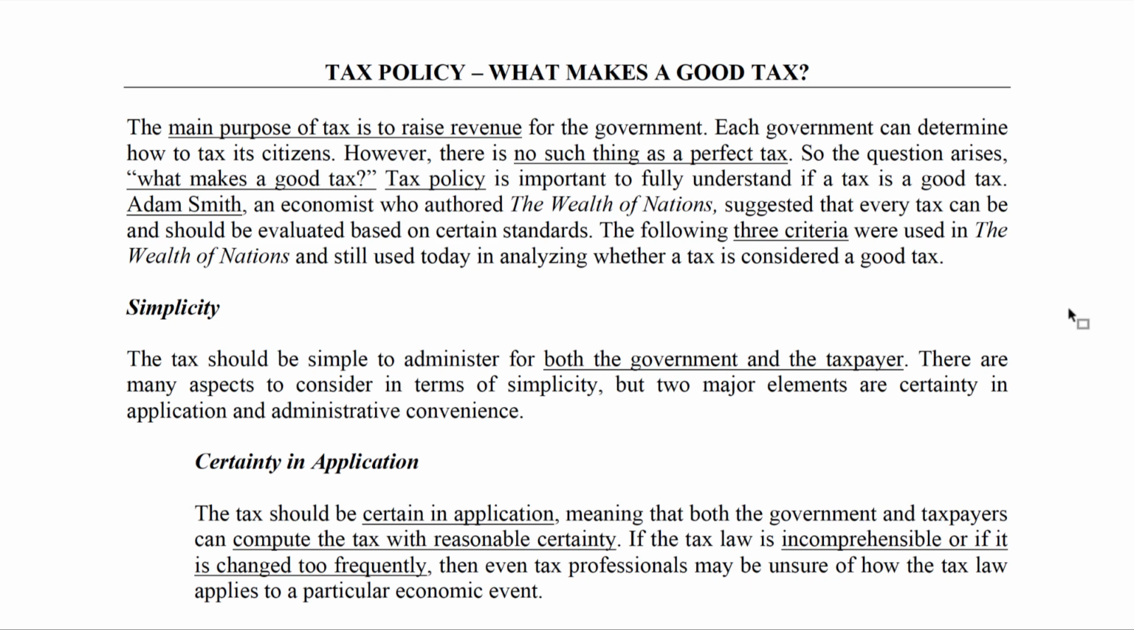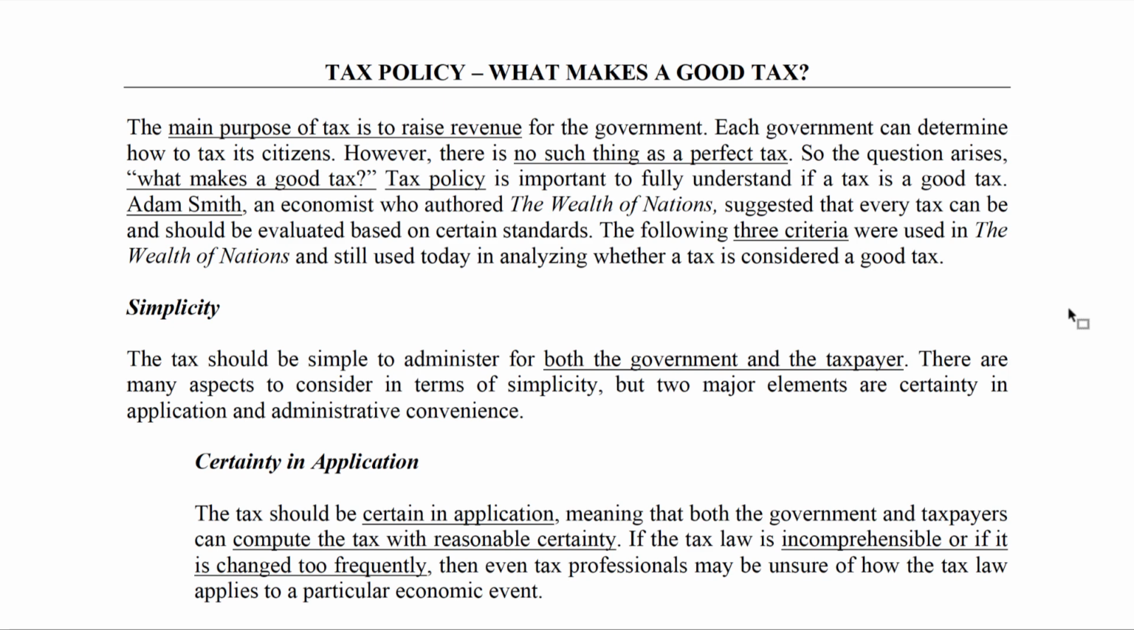The last element in the introduction to tax law deals with tax policy. What makes a good tax? As we've talked about already, the main purpose of tax is to raise revenue. There's no such thing as a perfect tax. But you might be wondering, what makes a good tax? If we have a tax, let's at least have a tax that's the best of the evils, right? You don't want the worst of the evils. You want the best of the evils. You want to eliminate certain issues.